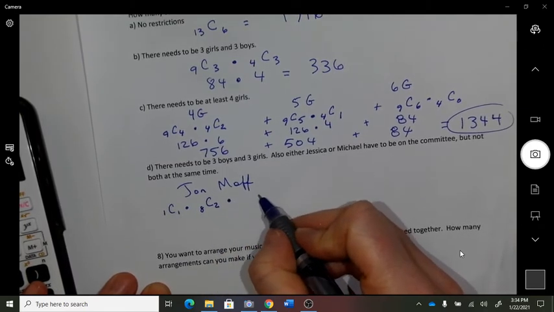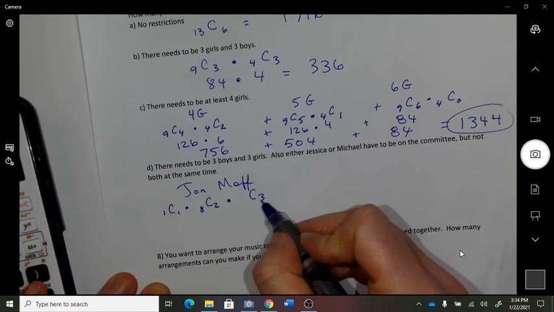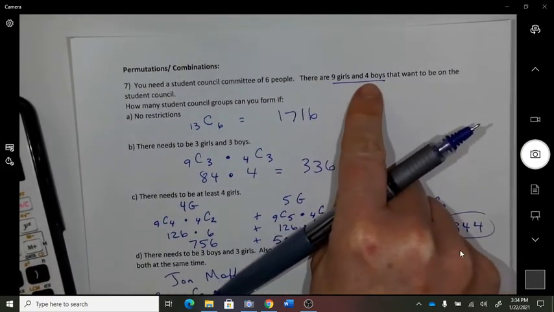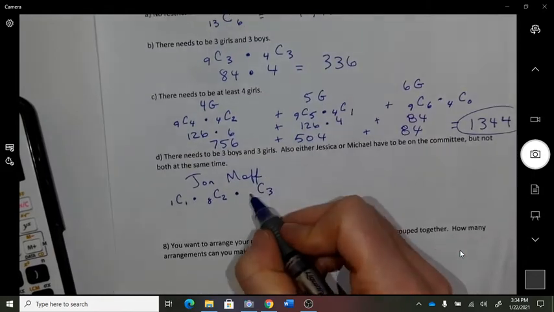Now you need 3 boys, and you don't have 4 boys to pick from because you can't have Michael.